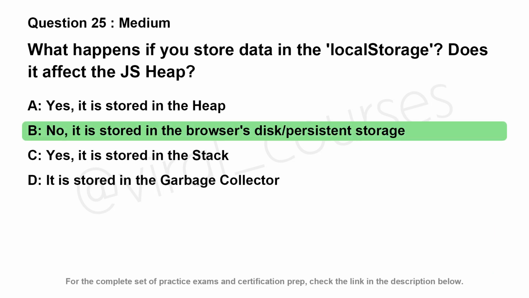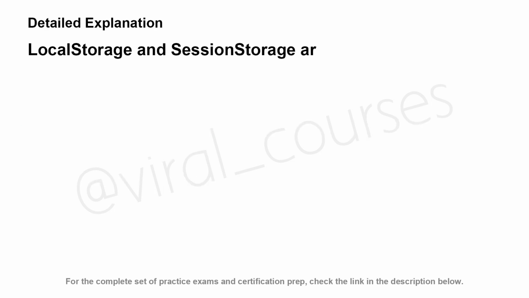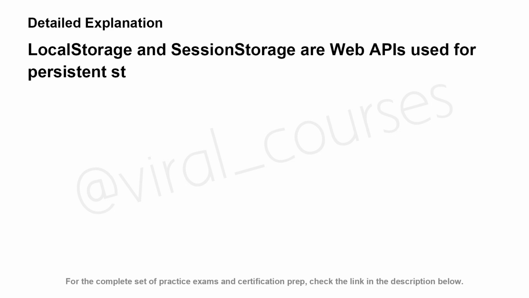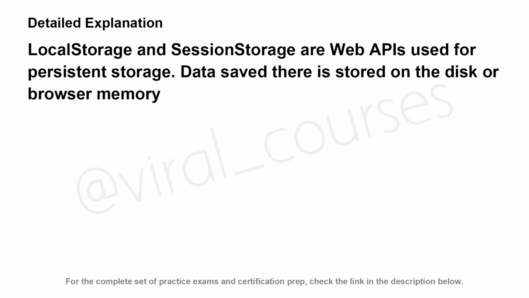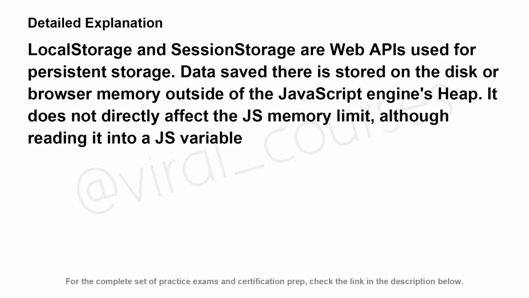The correct answer is B. Local storage and session storage are web APIs used for persistent storage. Data saved there is stored on the disk or browser memory outside of the JavaScript engine's heap. It does not directly affect the JS memory limit, although reading it into a JS variable will allocate memory in the heap.